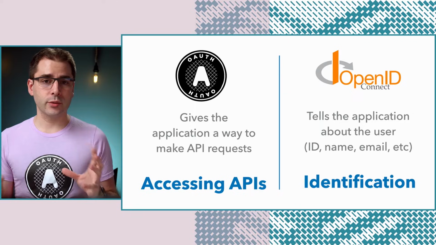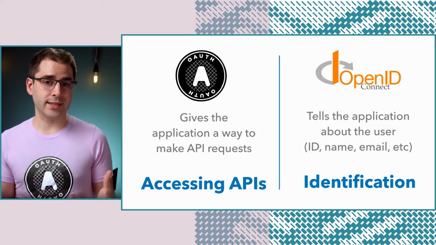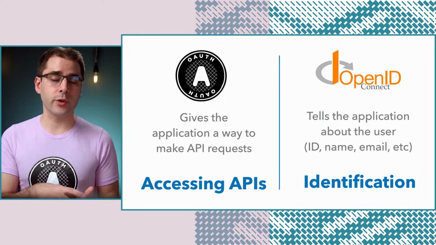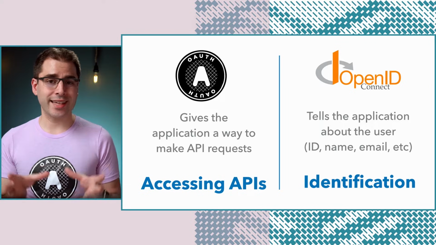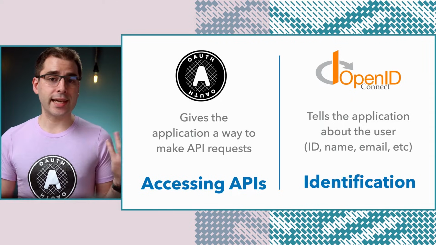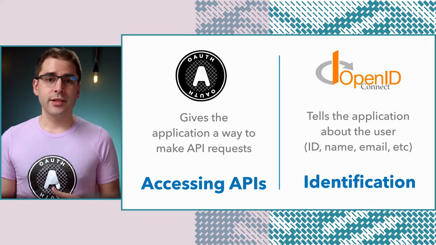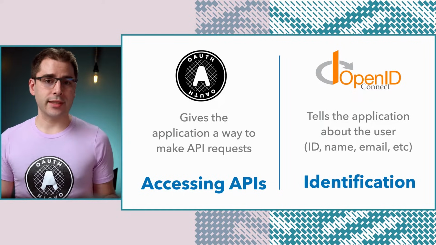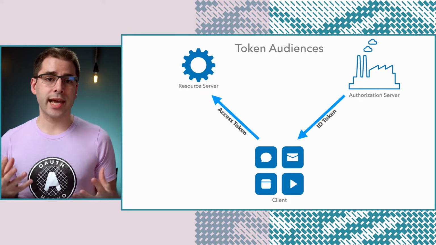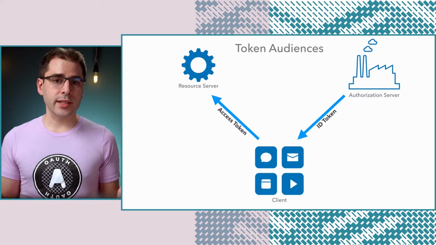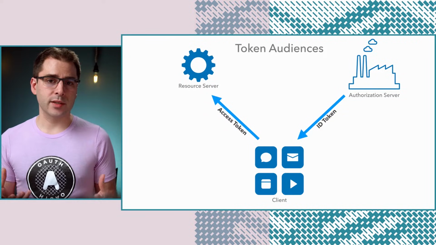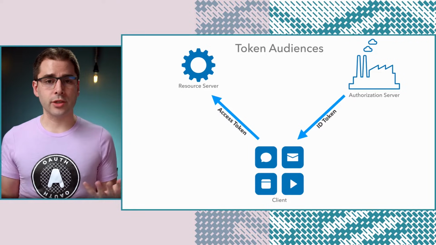Now, the way these two work are actually very similar because OpenID Connect is actually built on top of the OAuth framework. But the main thing OpenID Connect adds is this concept of an ID token. So now we've got access tokens and we've got ID tokens. They're two different tokens and they do totally different things. And importantly, we say that they have different audiences. That just means that the audience is the one that is meant to read or understand the token.